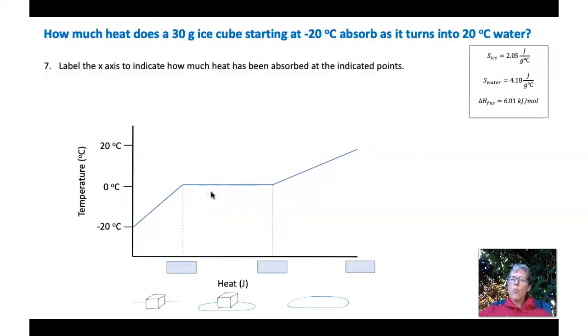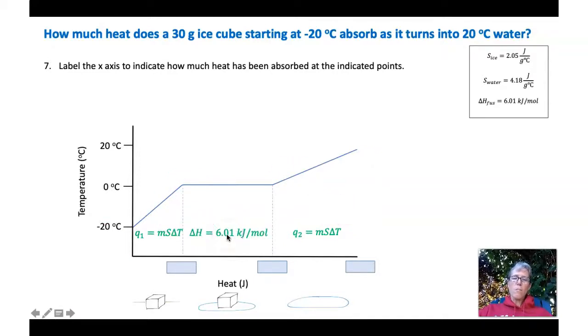Okay, now let's get a little quantitative. Let's take the same scenario, but let's say that ice cube is 30 grams, and I'd like you to get out your calculator and calculate how much heat that ice cube absorbs as it goes from minus 20 Celsius to 20 degrees Celsius water. Okay, to help you out, here are the equations that you're going to need to use for the first and third segment. That's what you're going to want to use for the middle segment, and here are the constants.